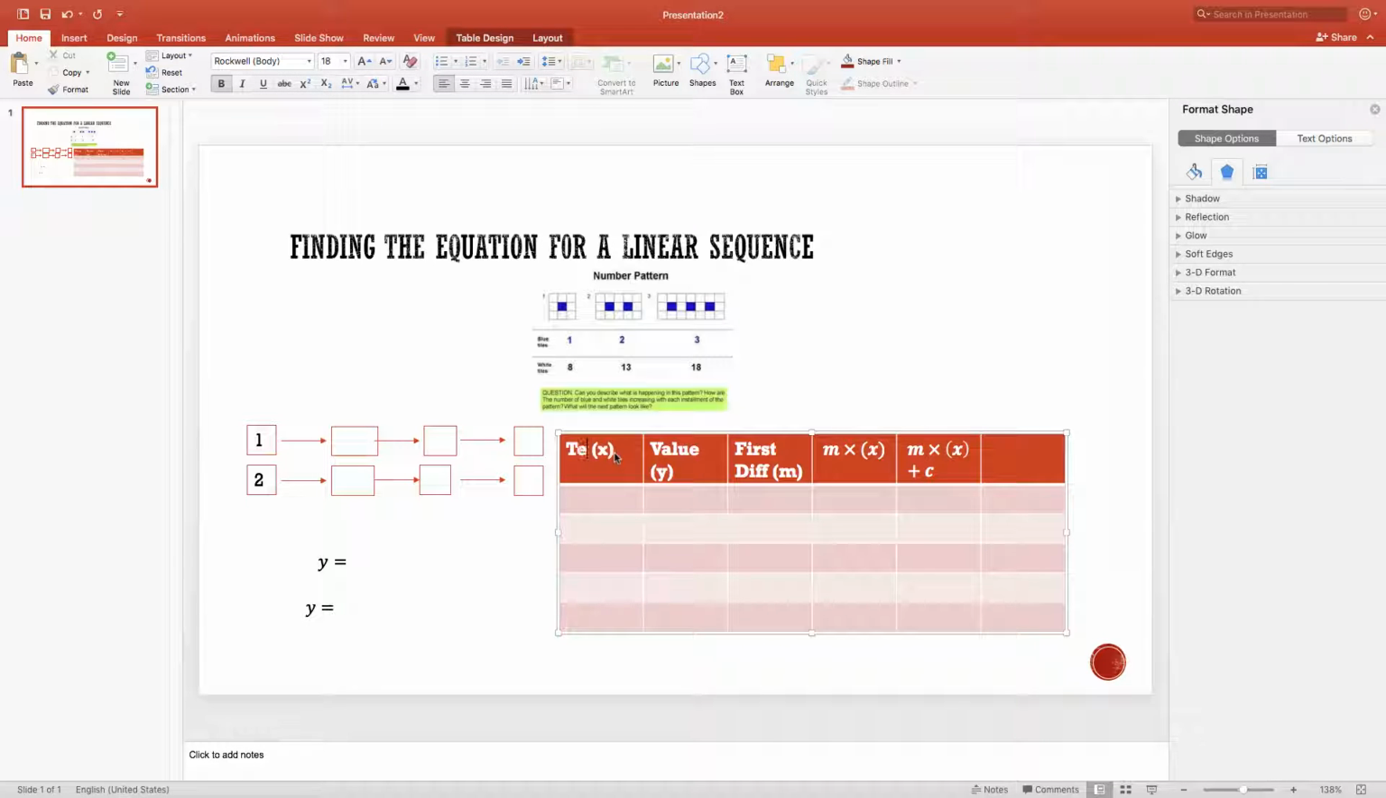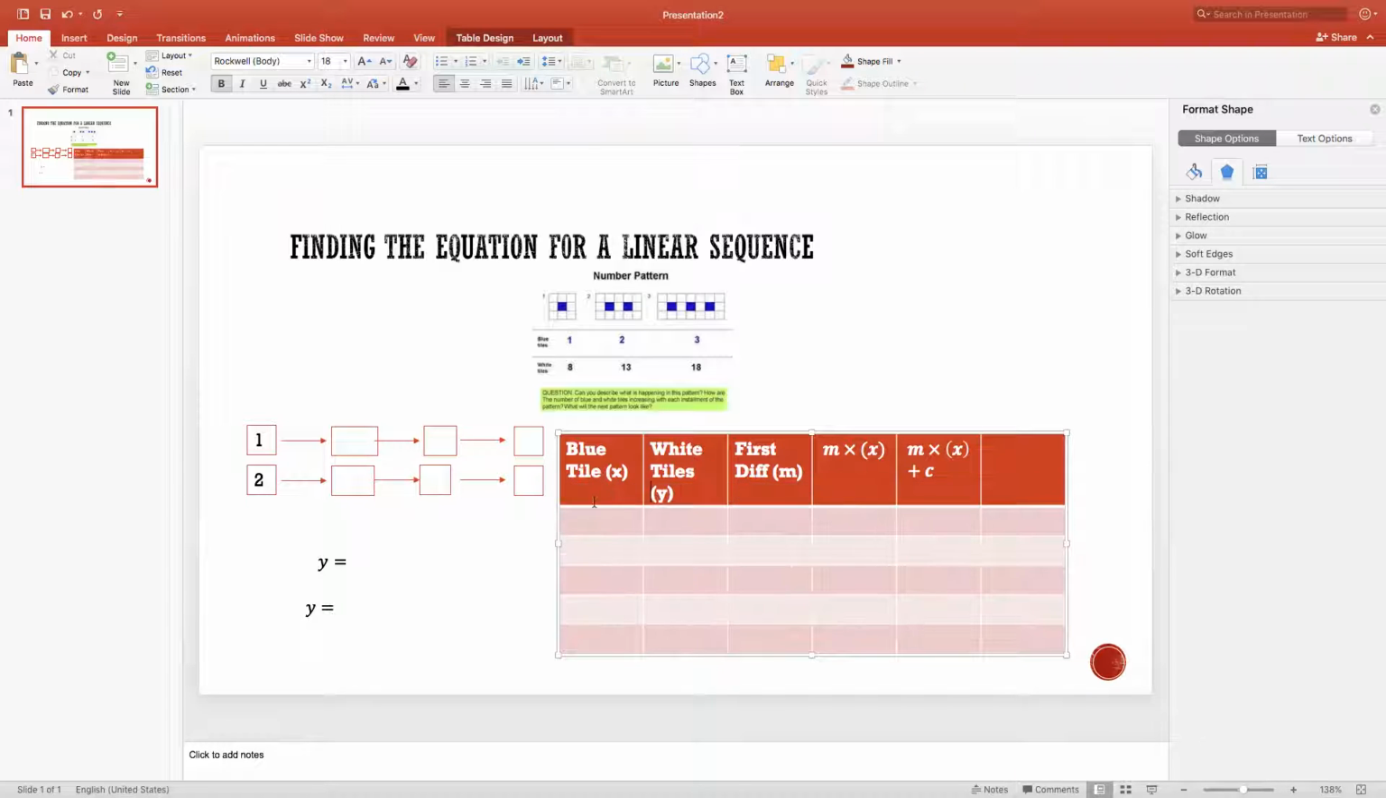So I'm going to change this from term to blue tile. I'm going to change this to white tiles, and I'm going to just type in how many there are. So in the first there's 1, and there's 8 white tiles. Here there are 2 blue tiles, and there are 13 white tiles. Here there are 3 blue tiles, and there are 18 white tiles. If there were 4, there would be 23.